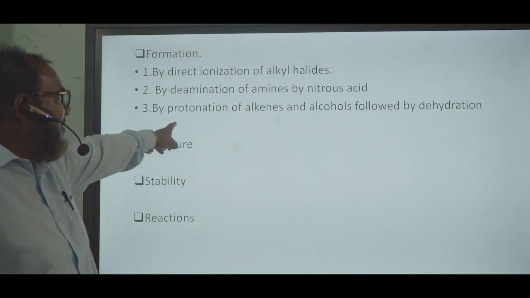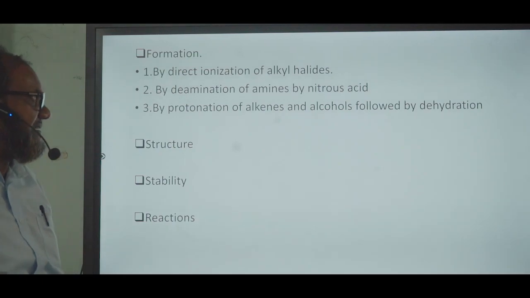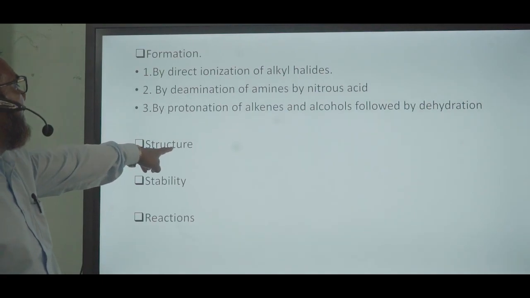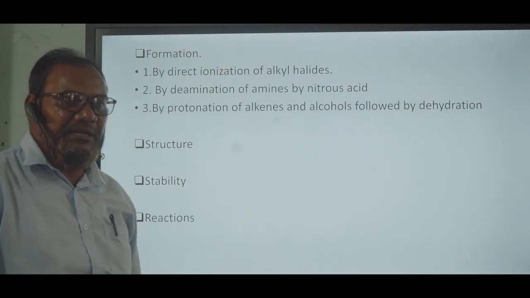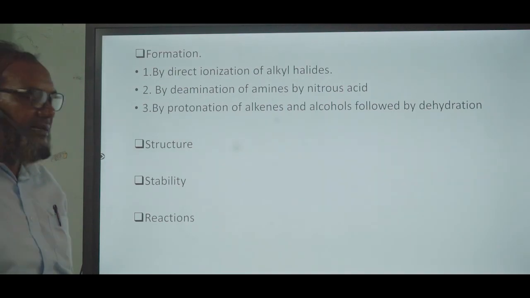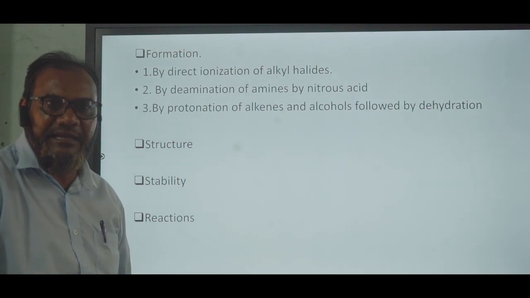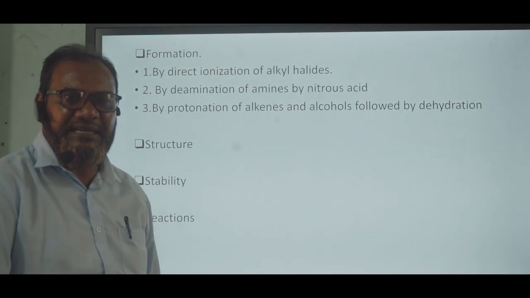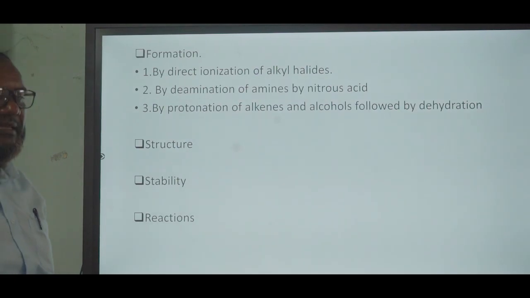Next one is by protonation of alkenes and alcohols followed by dehydration. This also produces carbocations. Next one is structure. The structure of carbocation is planar, because this carbon atom is sp2 hybridized. So next, stability. Among the alkyl carbocations, tertiary carbocation, that is 3-degree carbocation, is more stable than secondary carbocation, that is 2-degree carbocation, which is more stable than primary carbocation, that is 1-degree carbocation, which is more stable than a methyl carbocation.